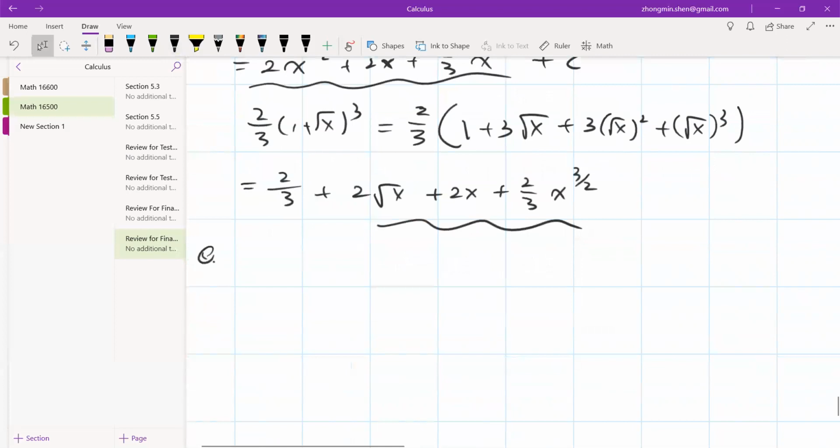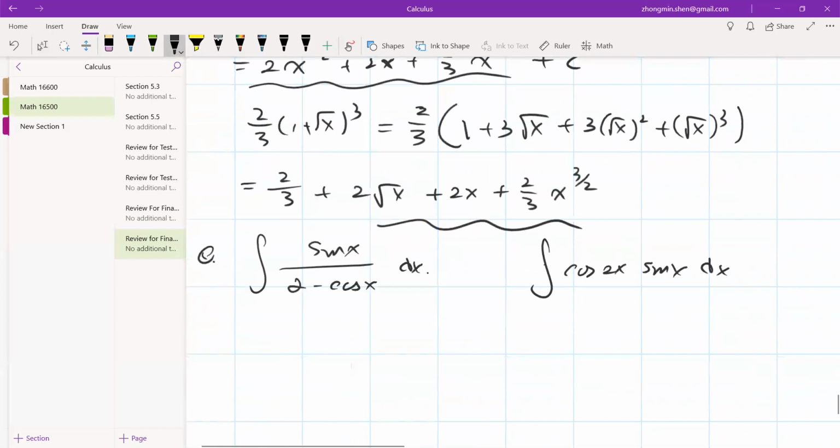All right, the next one is probably substitution. There are going to be 2 types of problems. One is a more direct substitution, like sine x times 2 minus cosine x to a power, dx. Something like that will be very direct. Another type will be cosine 2x sine x dx.